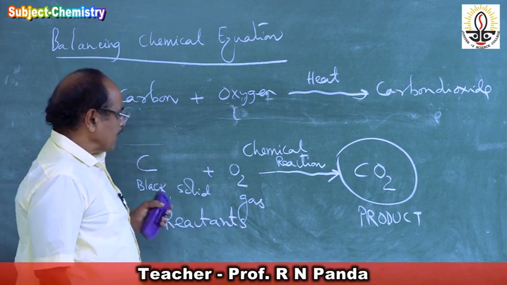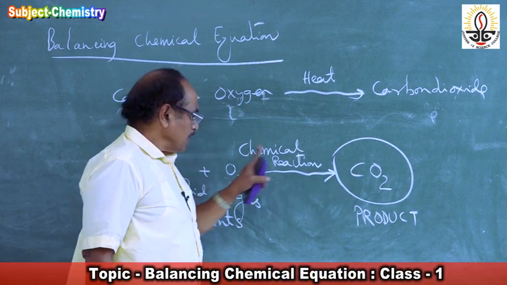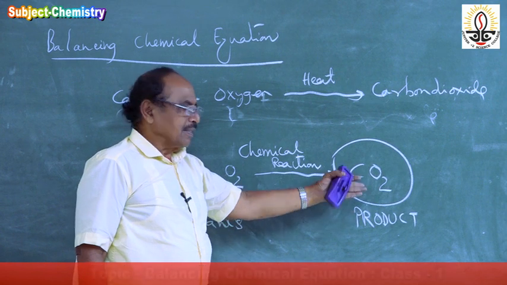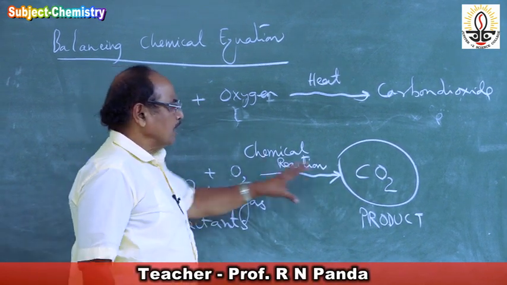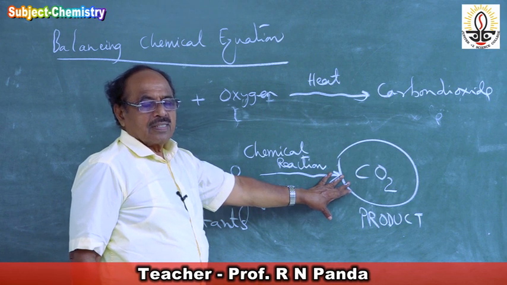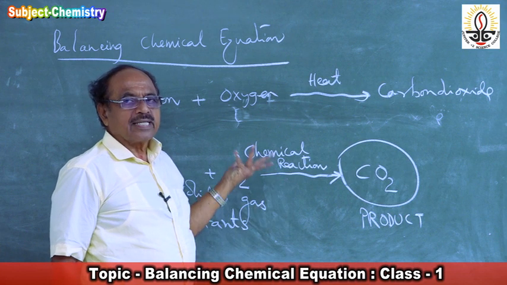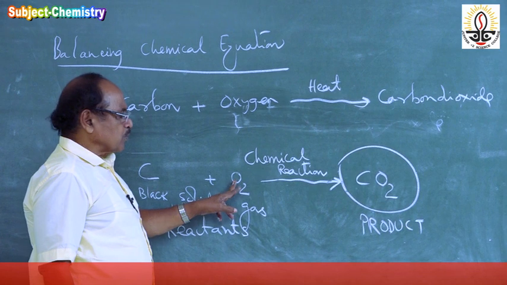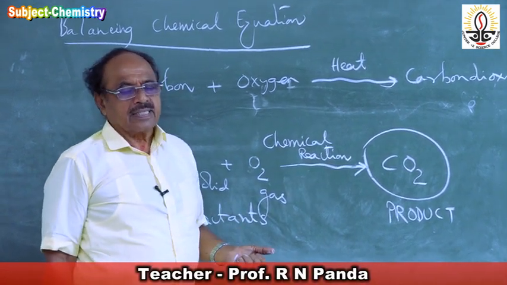And now what do you find? Here is one carbon atom, here is one carbon atom, here are two oxygen atoms, and here are two oxygen atoms. And now this is equal. Left side is equal to right side. So this is an expression which explains the equality. That means one atom of carbon reacts with two atoms of oxygen to form a molecule of carbon dioxide.